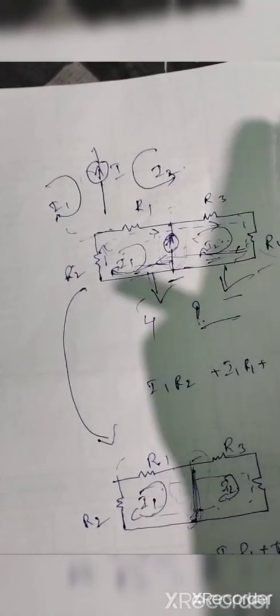If the current source is on an outer edge, we can directly obtain I1 as that source value. But here we have the I direction, I1 and I2, with a common source. The equation for the common source can be obtained by using I1 minus I2 or I2 minus I1. If we take this loop, the equation is I1 minus I2. If we take the other loop, the equation is I2 minus I1.